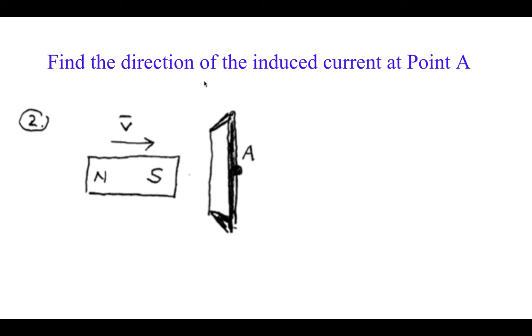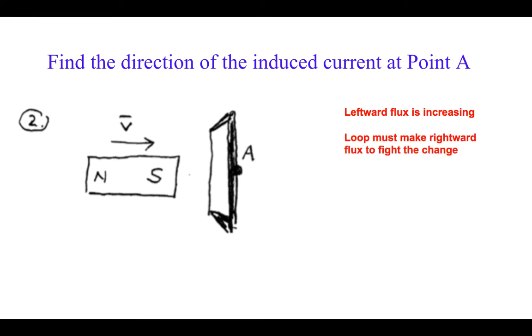Another example here, we're again trying to find the direction of the current that's induced at point A. The thing to notice here is you're bringing a south pole closer to this loop. So magnetic fields point out of north poles and into south. So that means where the loop is, the magnetic field points to the left, and we're getting the south pole closer, so the leftward flux is increasing. Well, if the leftward flux is increasing, we need to generate rightward flux. That's how we fight the change.